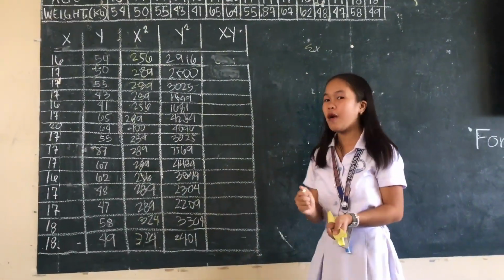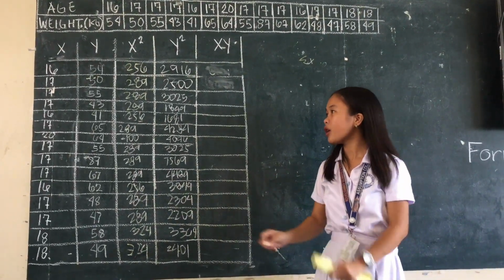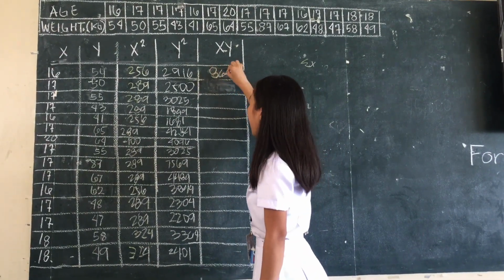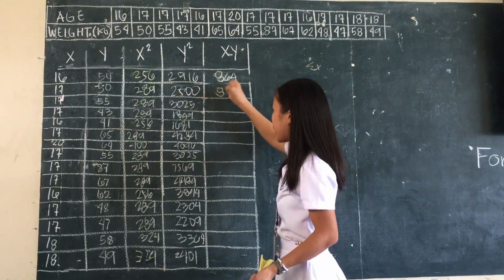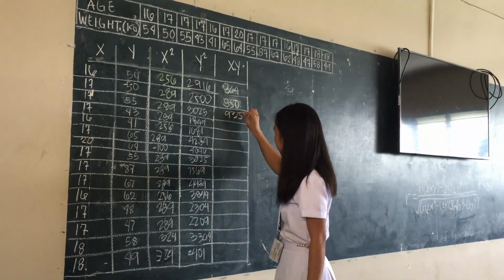To get the value of xy, we need to multiply the value of x and y. So 16 times 54 is equal to 864. And 17 times 50 is equal to 850. And next is 17 times 54.